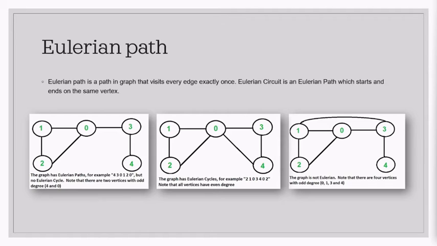The next graph has Eulerian cycles, for example 2, 1, 0, 3, 4, 0, 2. Note that all vertices have even degree. The third graph is not Eulerian. Note that there are 4 vertices with an odd degree: 0, 1, 3, and 4.